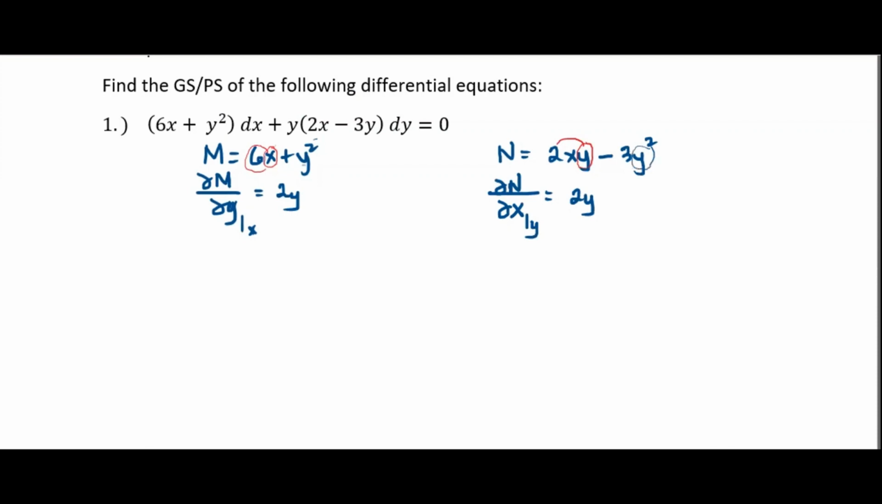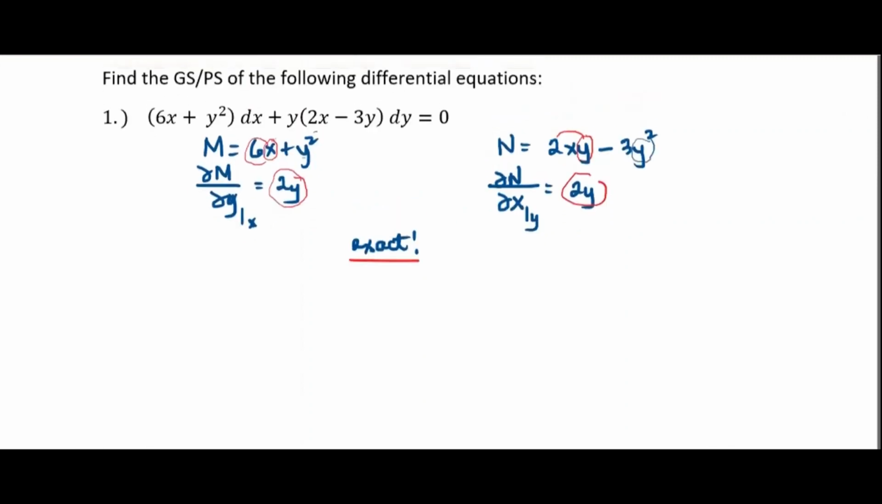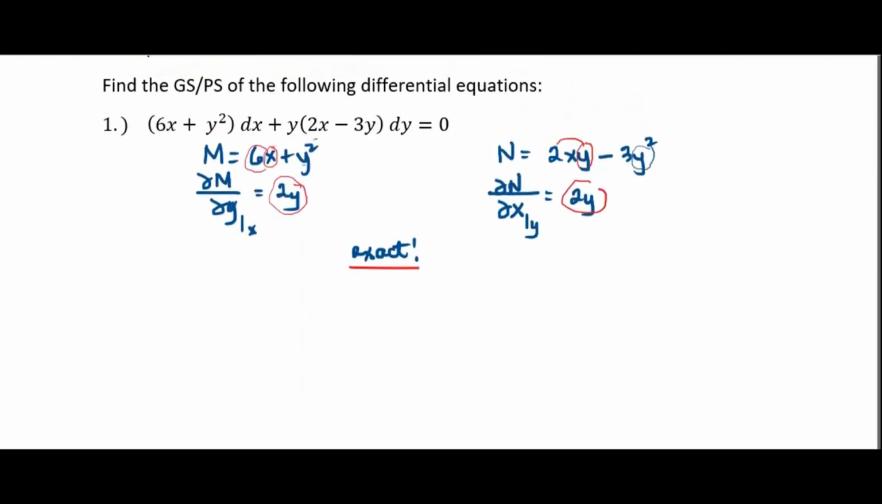Yes po. And therefore, you would notice now that this is exact because the partial derivative of M with respect to y is the same as this. Therefore, they are exact. Nakuha ba? Nakuha, guys? Okay, so, are there questions? Okay, so napatunayan na natin exact.